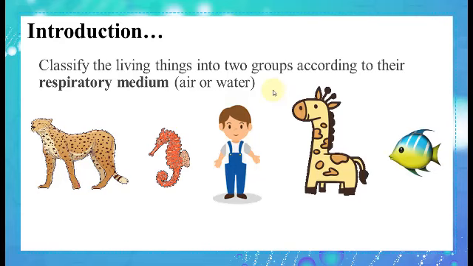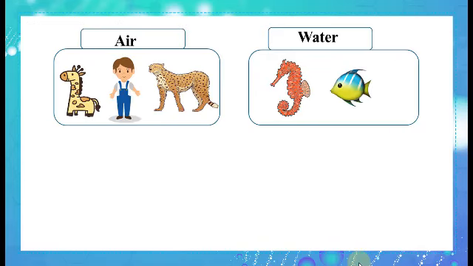So here the tiger, the seahorse, a human being, giraffe, and a fish. Let us classify them into two groups. The giraffe, boy, and the tiger are classified into a group according to their respiratory medium, which is the air, while the seahorse and the fish are classified together into another group according to their respiratory medium, which is the water. To which mode of respiration does each group belong?